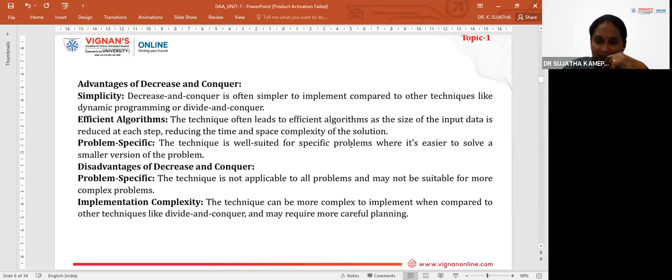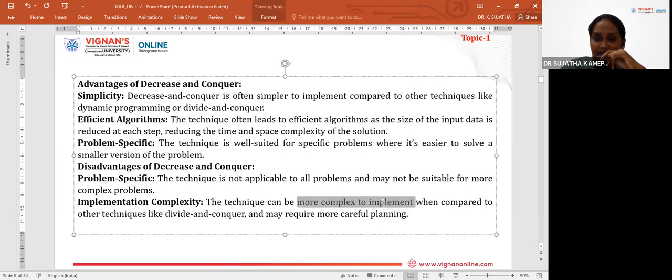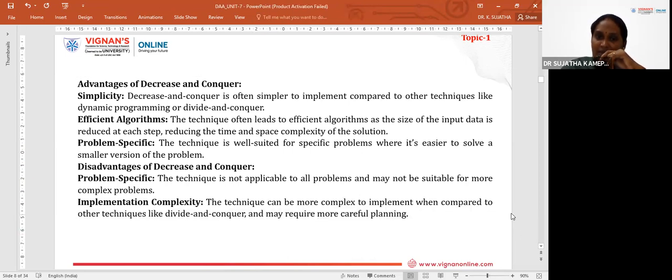Coming to the disadvantages of the decrease and conquer method, the two main disadvantages are problem specificity and implementation complexity. This technique may not be suitable for all problems. It may be suitable only for some specific problems. And on implementation complexity, this technique can be more complex to implement when compared to other techniques such as divide and conquer. It requires more careful planning for the implementation.